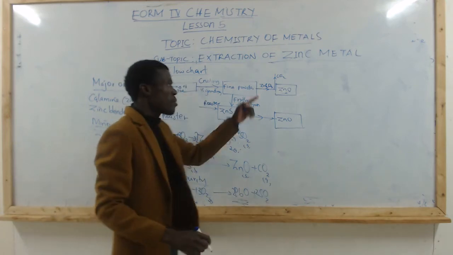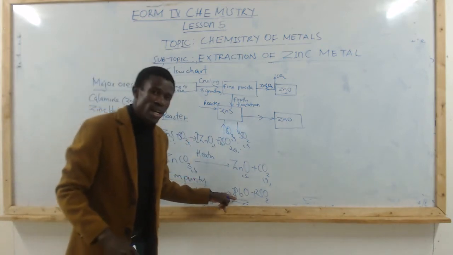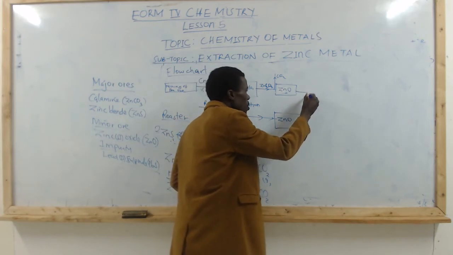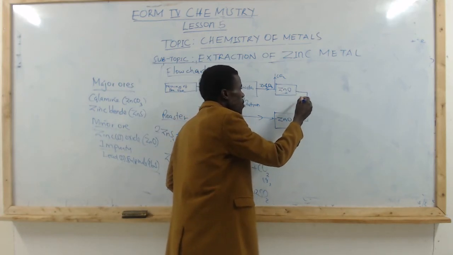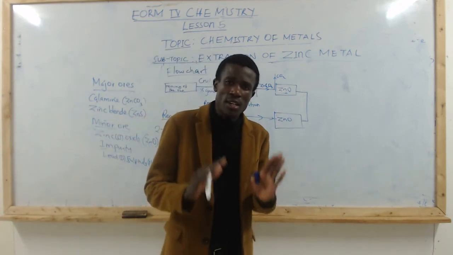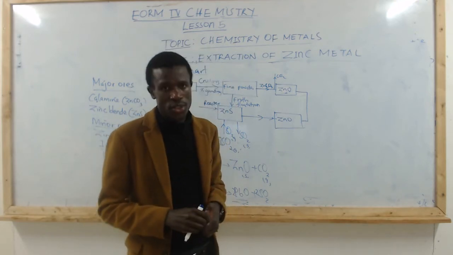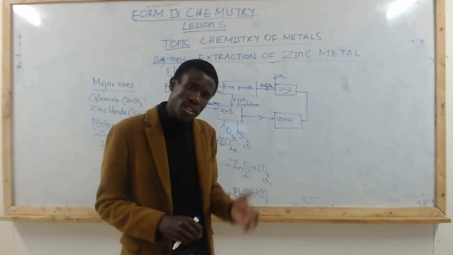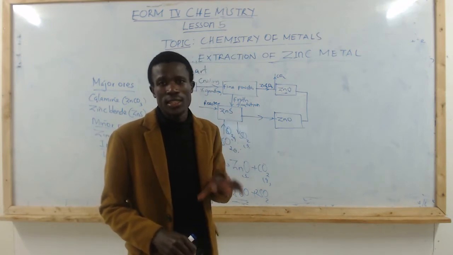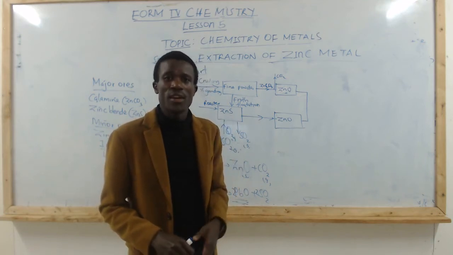Now, so we have a mixture of zinc oxide and impurity lead oxide. Now, we can do extraction of zinc from an oxide using 2 different methods. We can use reduction or we can use electrolysis. If we use electrolysis, it means we must have electric current. And if you're using reduction, it means we must have a reducing agent.